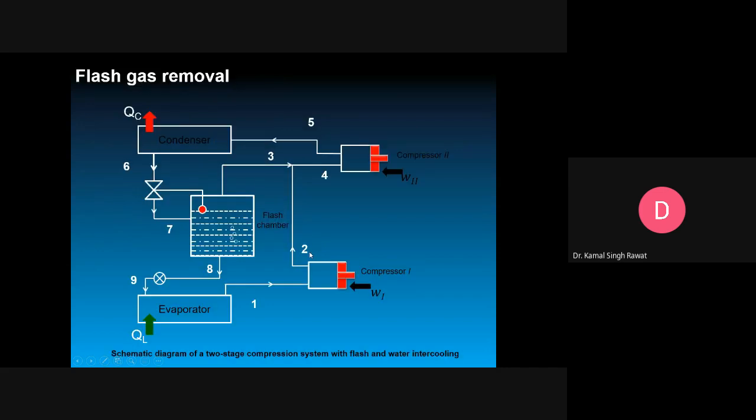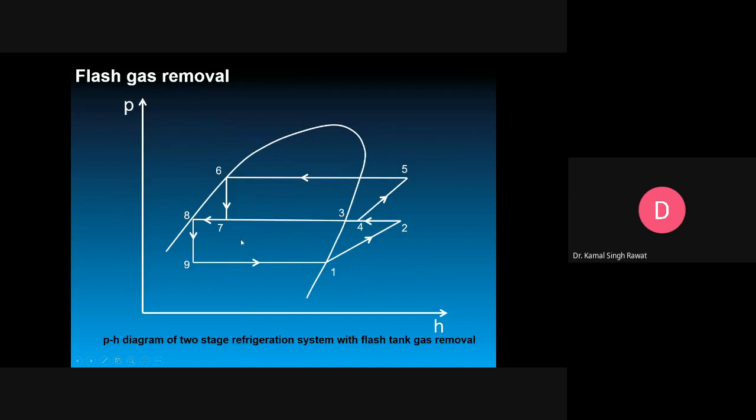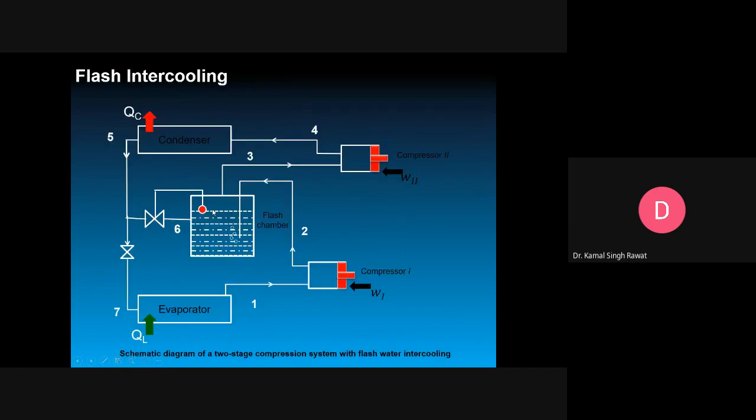So we have already discussed flash gas removal. The flash gas removal with multi-stage compression results in power economy and is always desirable whatever the refrigerant. So this system is always desirable, and this is the pH diagram of this multi-stage system with flash gas removal. Now we are going to discuss flash intercooling.